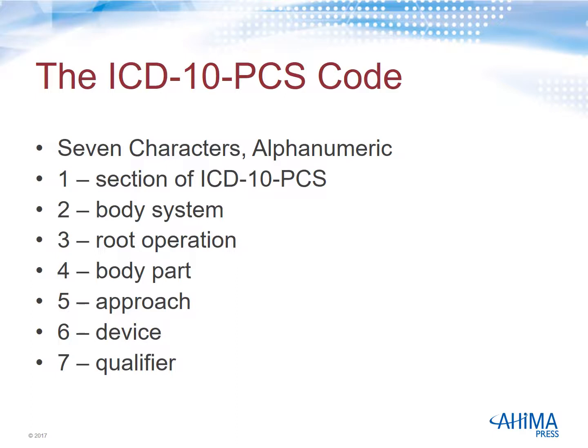ICD-10 PCS code, the 7 characters. Here they are broken down. Your section is 1, your body system is 2, root operation 3, body part 4, approach 5, device 6, and qualifier is 7.